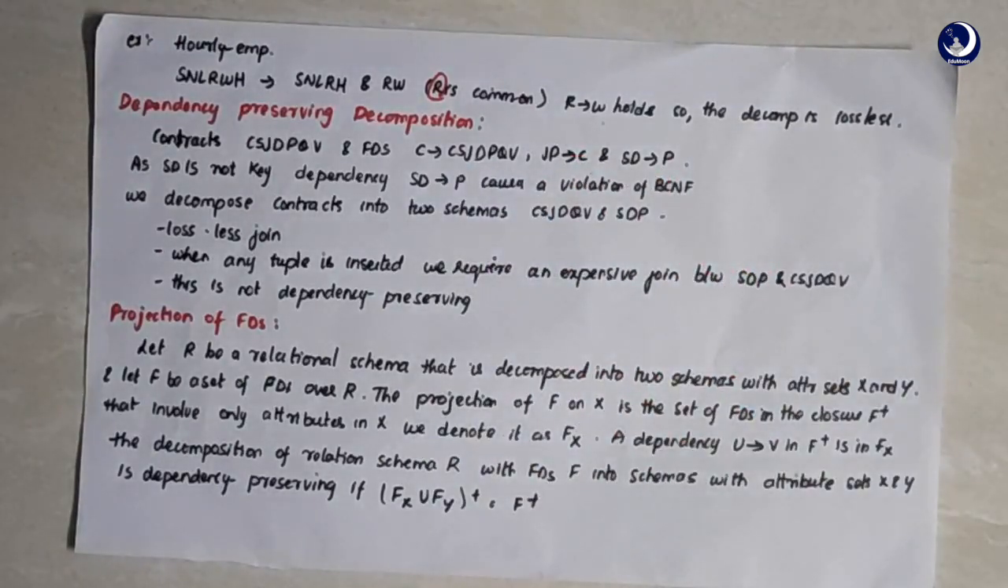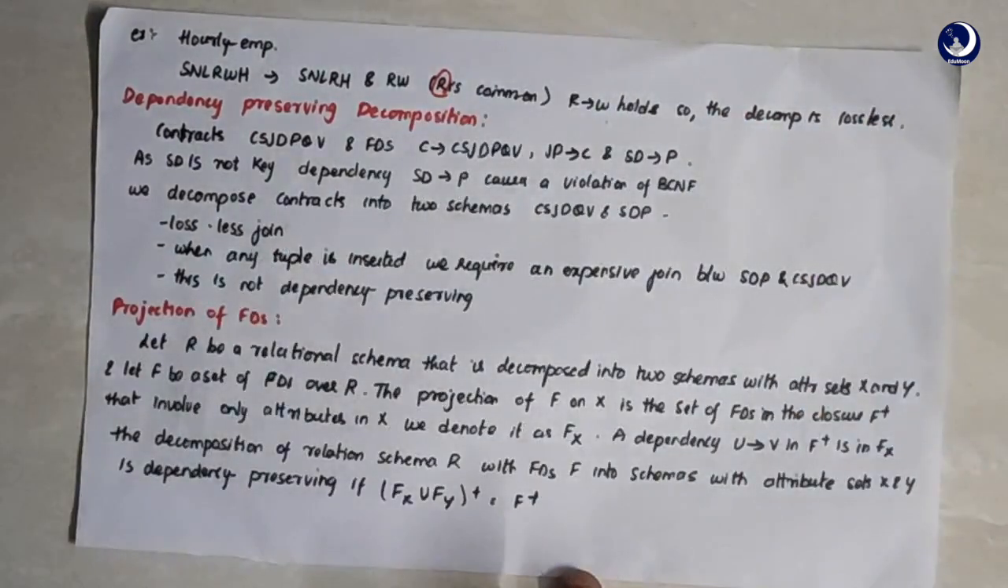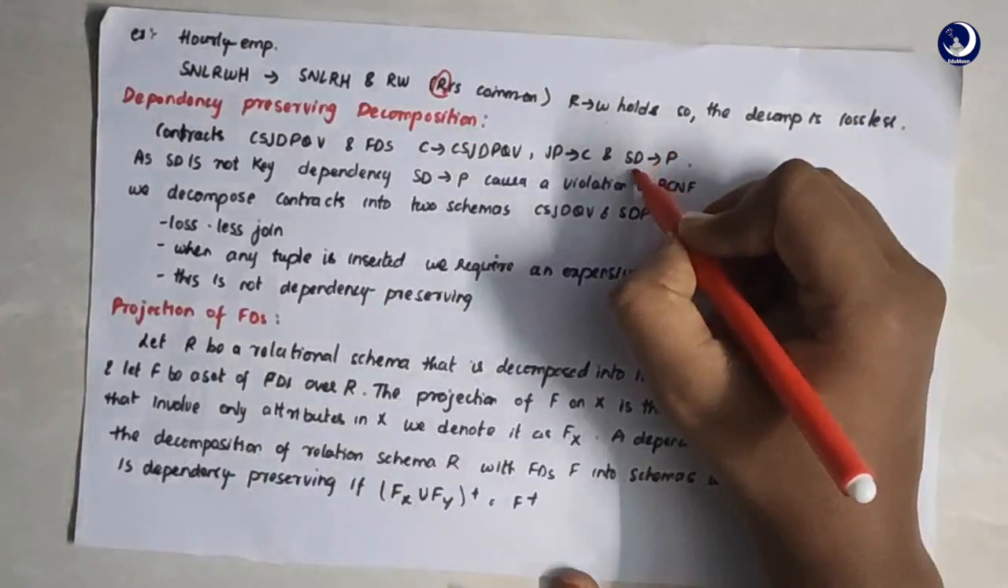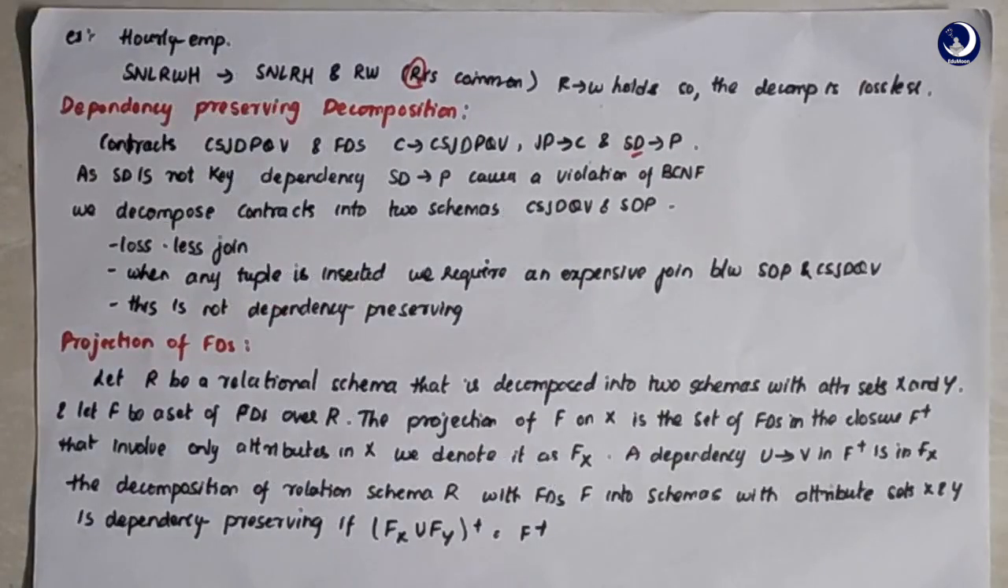As SD is not a key dependency, here of course SD determines P is not a key dependency. So this of course violates the BCNF, where every key and non-key attribute should completely depend upon the original key attribute, and this has to be either a super key or a candidate. So once you have decomposed this table into two relations with SDP and the other one having all the other attributes like C, S, J, D, Q, V, this is a lossless join because when you combine, you don't lose any information. But when you try to insert some data, you should consider the functional dependencies that particular table has.